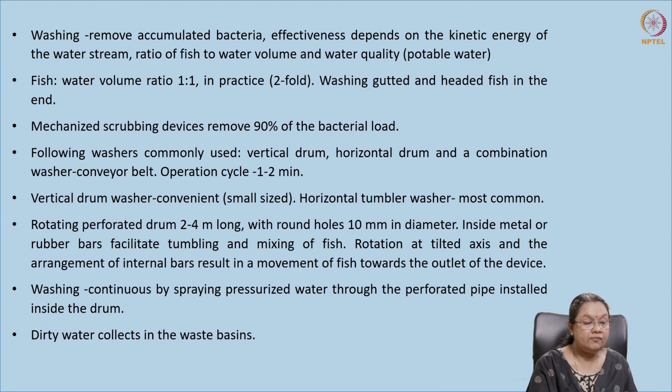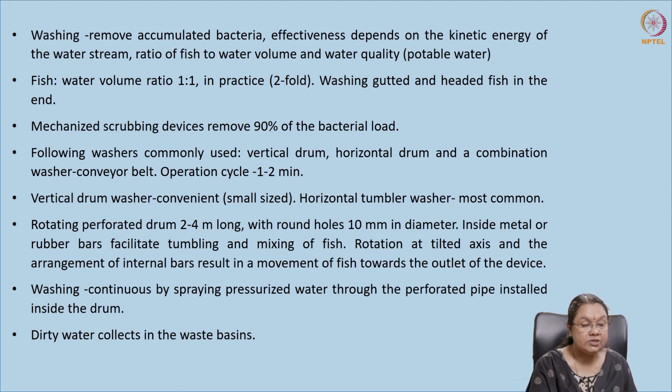And in the drum washer, the drums are perforated and they are rotating regularly or continuously. The length of the drum is like 2 to 4 meters long, and these are perforated, and the perforation size is like 10 millimeters in diameter. These are round holes which are seen on the drum, and there are bars placed inside the drum. These can be metal bars or rubber bars, and these bars help in mixing or tumbling of the fish during rotation. When you put the fish and the water inside the drum, when it runs along the perforations, it gets washed off.